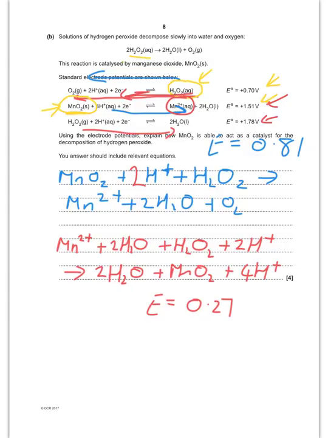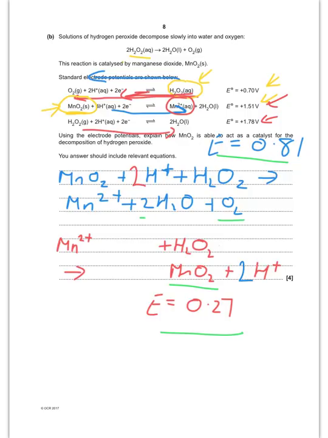Can you simplify it? Yes, you can. You can get rid of that 2H+ there to give you 2H+ there. You can also get rid of the waters because you've got waters on both sides of the equation like so. And that gives you your final equation. Notice how you have regenerated your MnO2 catalyst. And these numbers here are the 2 cell potentials that you would get: 0.81 volts for reaction number 1 and 0.27 volts for reaction number 2. And you've successfully reformed your catalyst and decomposed your hydrogen peroxide into oxygen gas, which is here, and water, which is here.